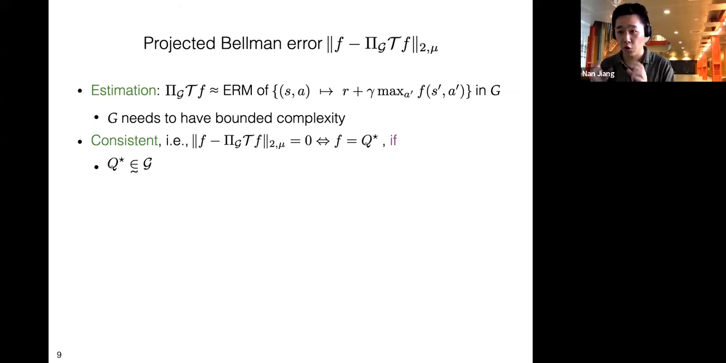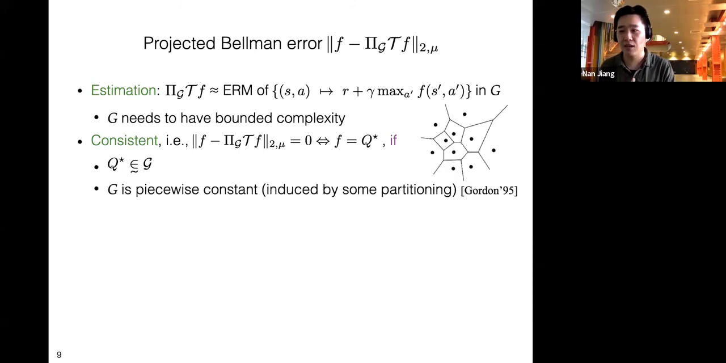So first, your G class must contain Q star, or at least approximately, right? And that makes sense because when you plug in Q star, you want the whole thing to be zero. So you have Q star minus TQ star, which is just Q star minus the projection of Q star onto G. So if your G doesn't even contain Q star, you get a non-zero value. So this is definitely needed.